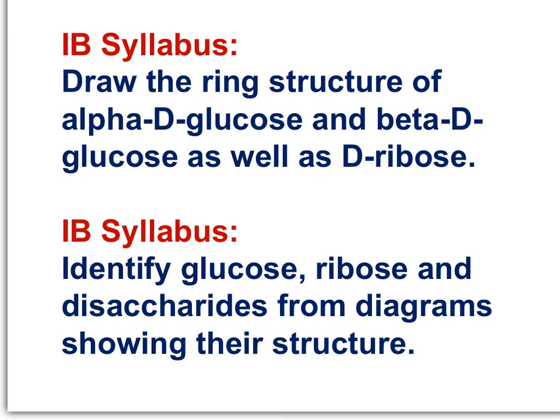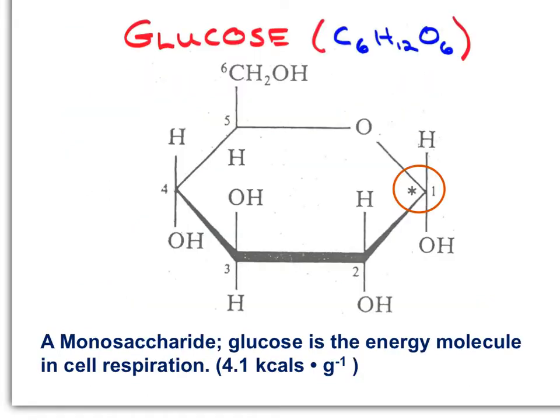Here are two relevant IB syllabus statements that dig into the detail of what you're expected to know and be able to do. Draw the ring structure of alpha-D-glucose, beta-D-glucose, as well as D-ribose. Identify glucose, ribose, and disaccharides from diagrams showing their structure. Here is a diagram of alpha-D-glucose. Notice the hexagonal shape. This is C6H12O6. The carbons are counted from here: 1, 2, 3, 4, 5, and 6.